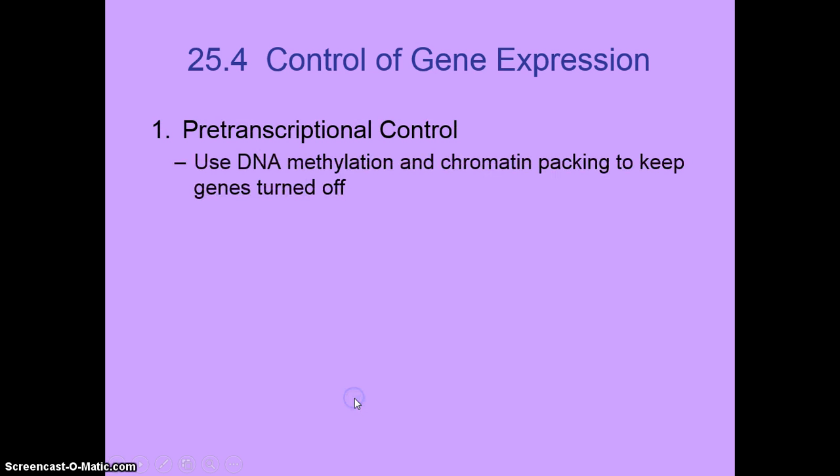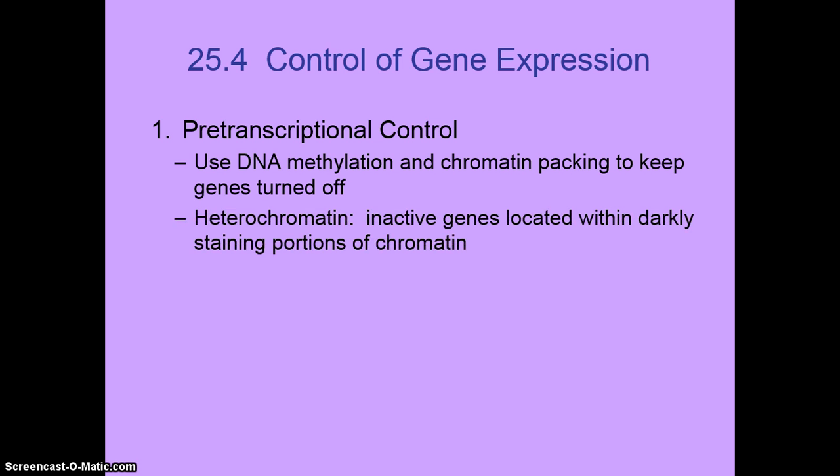Take a look at pre-transcriptional control. This uses DNA methylation and chromatin packing to keep the genes turned off. Heterochromatin is an inactive set of genes that are located within a darkly stained portion of chromatin. An example of this is the X chromosome in females for mammals.